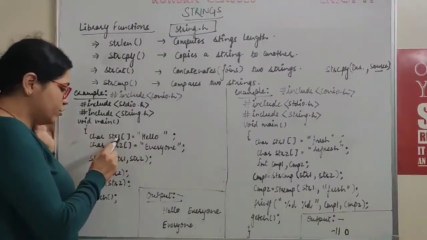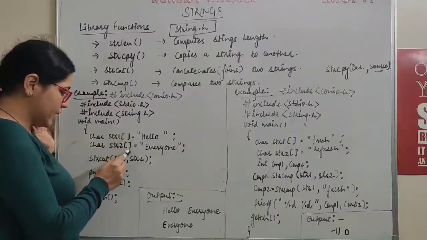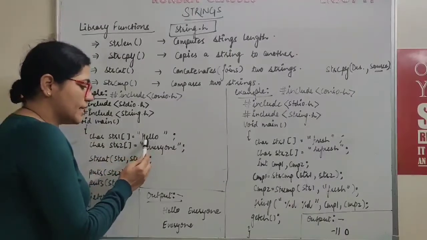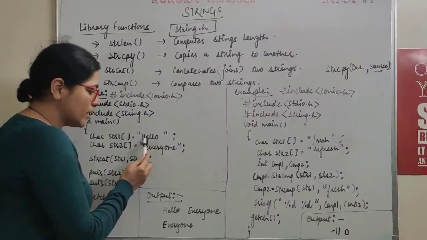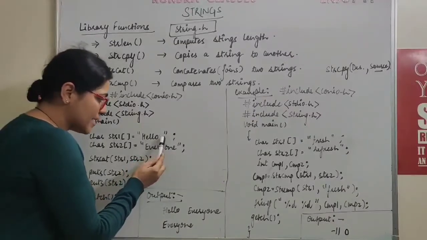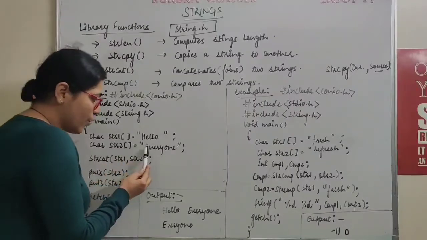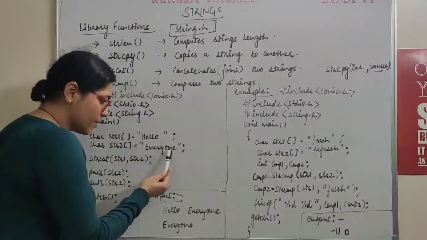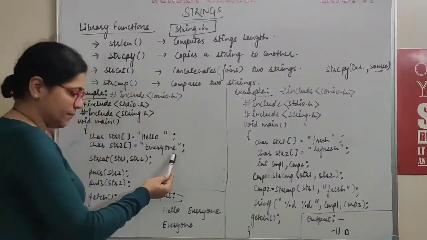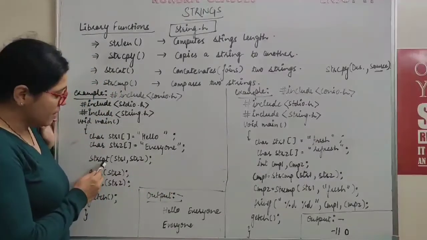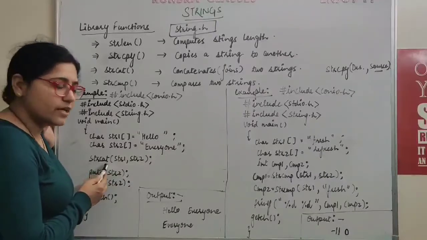See, there are two strings. I've declared string 1 and string 2, and in the first string I've initialized it with hello, and there is a space character after this, and in string 2 I've initialized the string with everyone. The string concatenation function is used here. It's a library defined function, definitely.